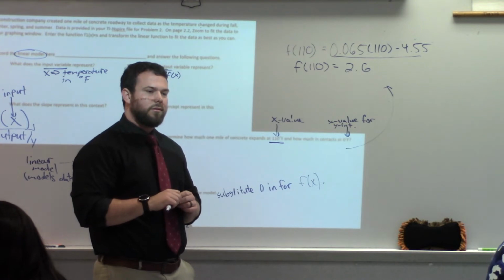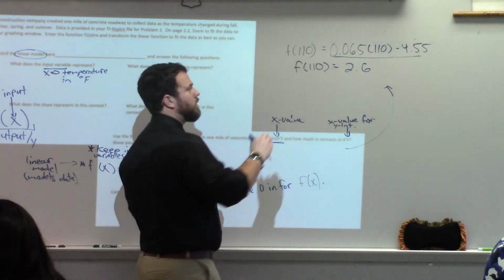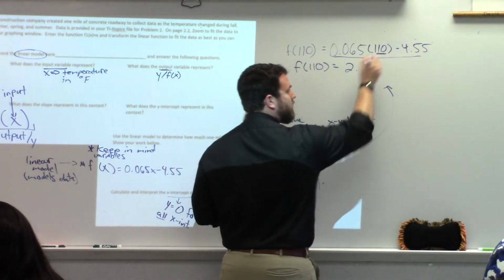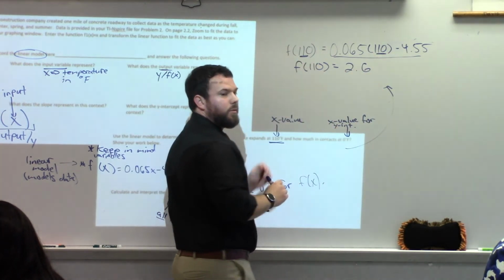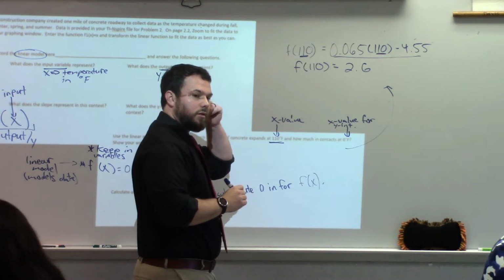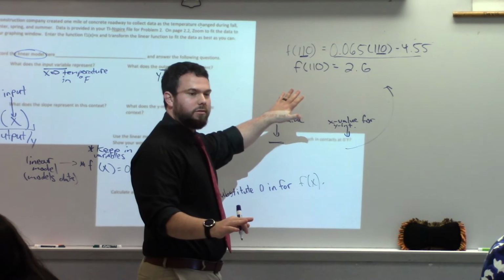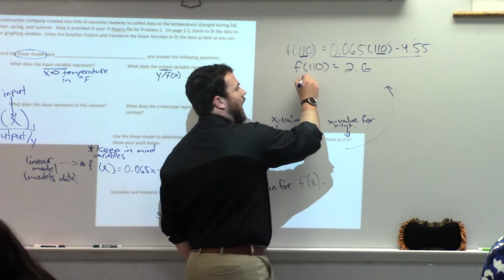So why do you put 110 right there, you could just put the alphabet? No, you can't. Because what took the place of x? 110 had to take the place of x. So you're not gonna solve it. There's nothing to solve. This is function notation showing that I have a point.